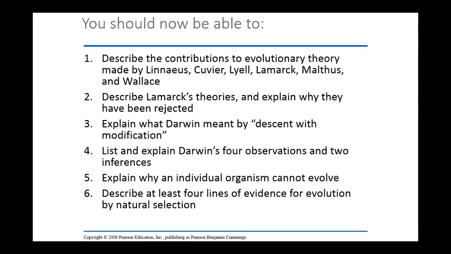Here's the list of the things that you should know. Do try to separate the different people that we talked about and their general contribution to Darwin's thought process. Darwin's descent with modification, and then the four lines of evidence for evolution by natural selection, like homology, and antibiotic resistance in bacteria.